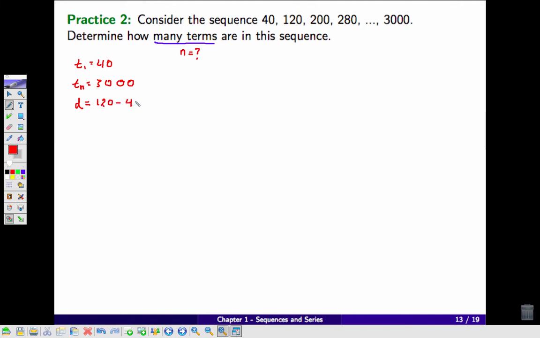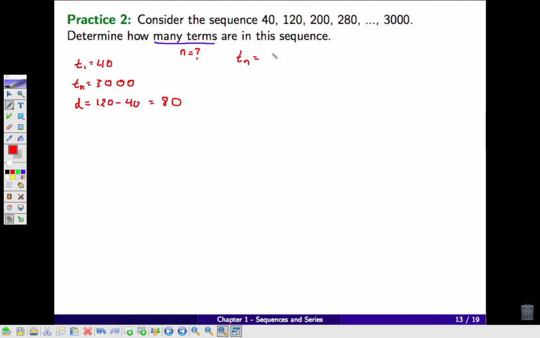If you check each one, they will be the same difference, and so D in this case is going to be 80. Okay, so to solve for n, we need the formula.